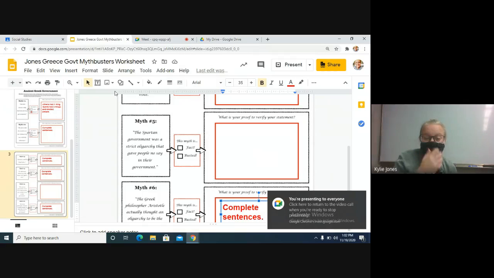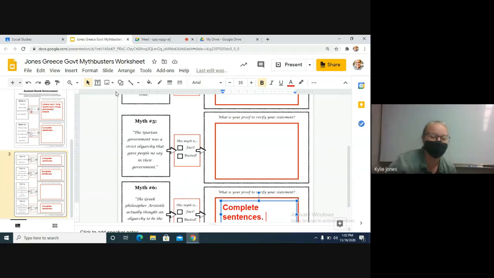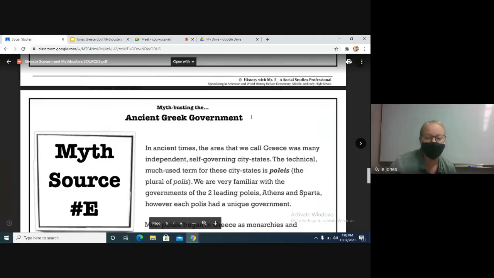Myth number 5 might have actually already been said. Okay. So focus back up. Myth number 5 possibly was already said in the first part that I read, but we're going to finish reading it to see if it gives us more information. But if not, we'll go back up to the first slide, first page, and read that again.